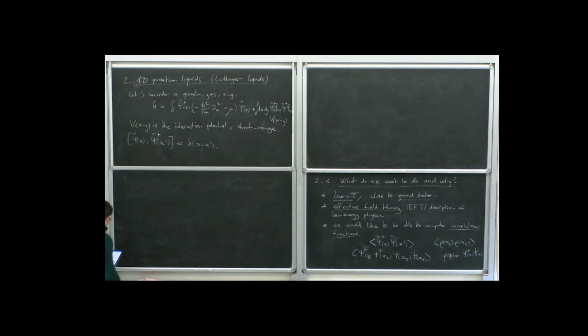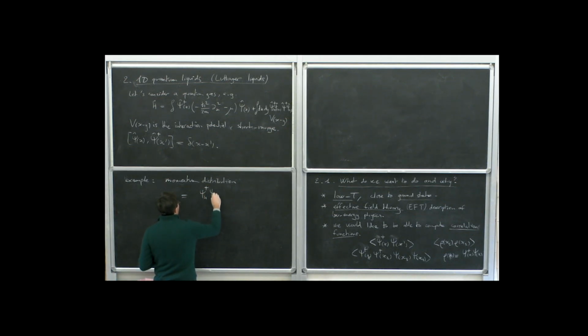For instance, one of these correlation functions enters experiments if you measure the momentum distribution of the atoms. So how is this defined? You would define this as, let's call it n of k, which is just psi dagger k psi k, where psi k is the Fourier mode of this operator here.